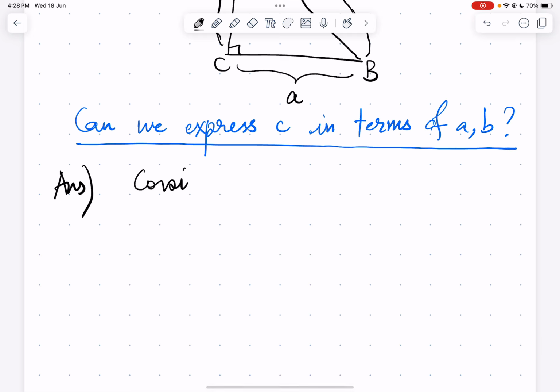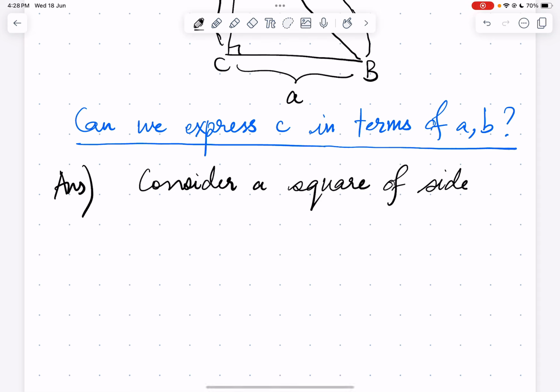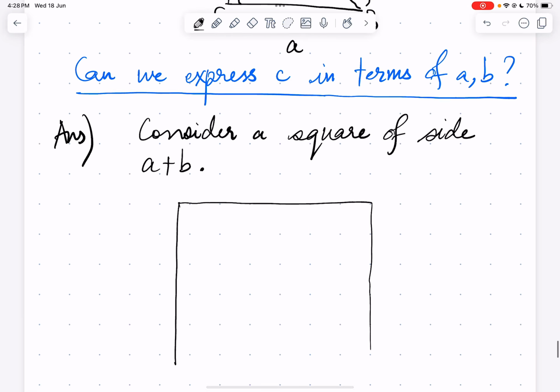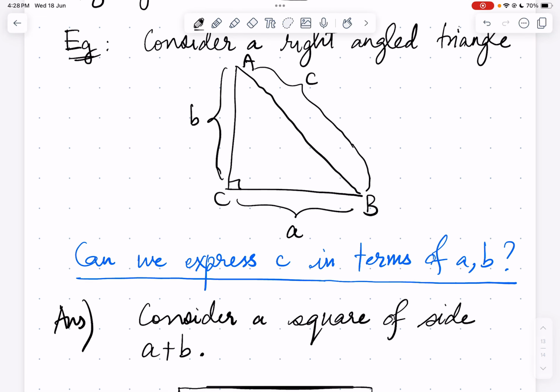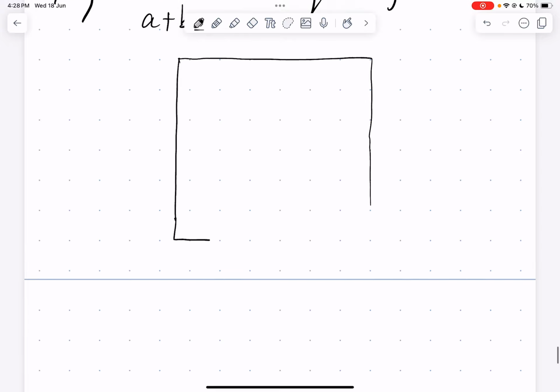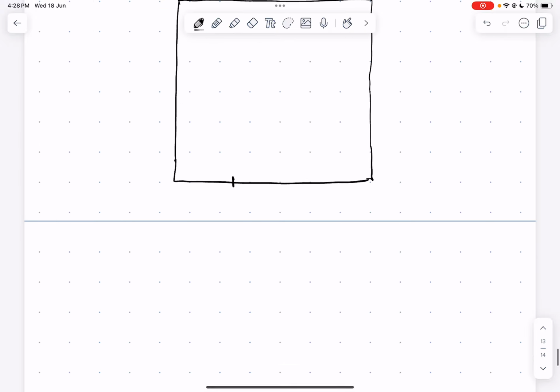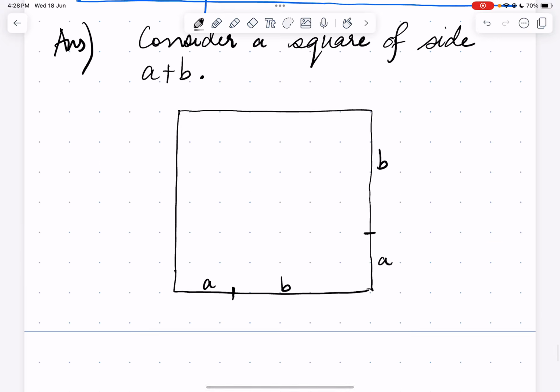So, consider a square of side A plus B. The arm lengths are A and B, and we want to find C in terms of A and B. So, consider a square of side A plus B and mark points as shown. So you mark points like this.